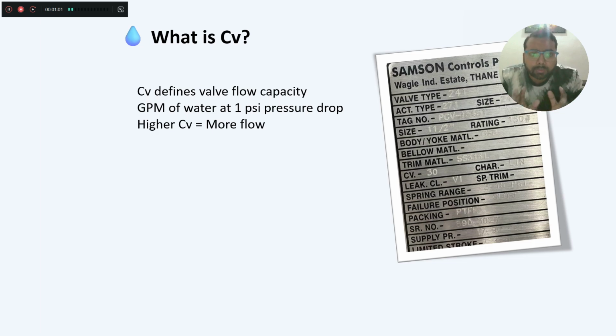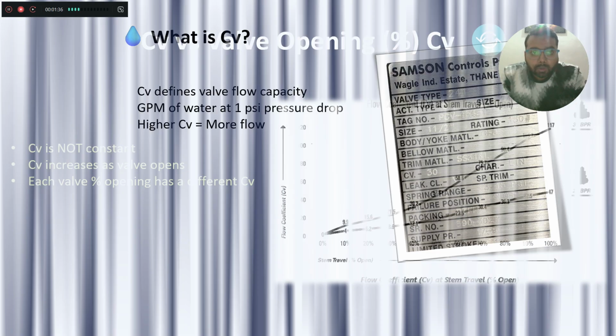So the basic definition of the CV says that when the valve is fully open, the maximum flow that can come out of the valve at a delta P, that means a pressure difference across the valve of 1 psi, at a particular temperature, is the CV of that control valve. Suppose you take two examples. One control valve having a CV of 130, one control valve having a CV of 60. The control valve which has the higher CV has more flow. So simple: the higher the CV, the more the flow. So move on to the next.